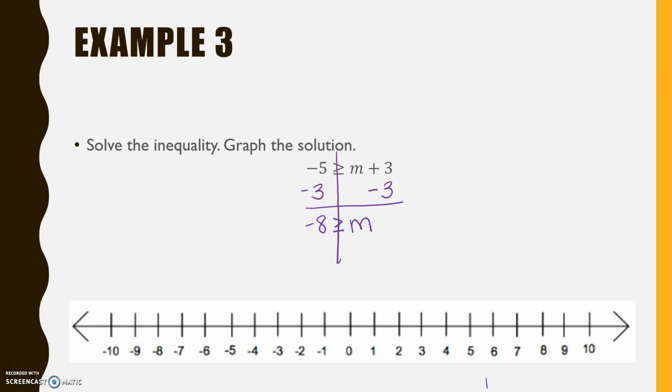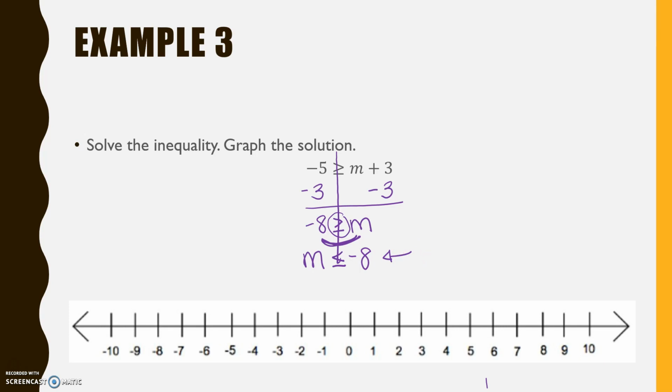Now, the problem is I don't want to graph it just like this because many people will graph it incorrectly based on this sign right here. I want to flip it around so that the variable comes first. I want to write the variable first and the number last. But when I flip this around, I have to flip everything, including the sign. So I'm going to flip that to make it m less than or equal to negative 8. When you're writing your inequality, write it just like this. Okay?